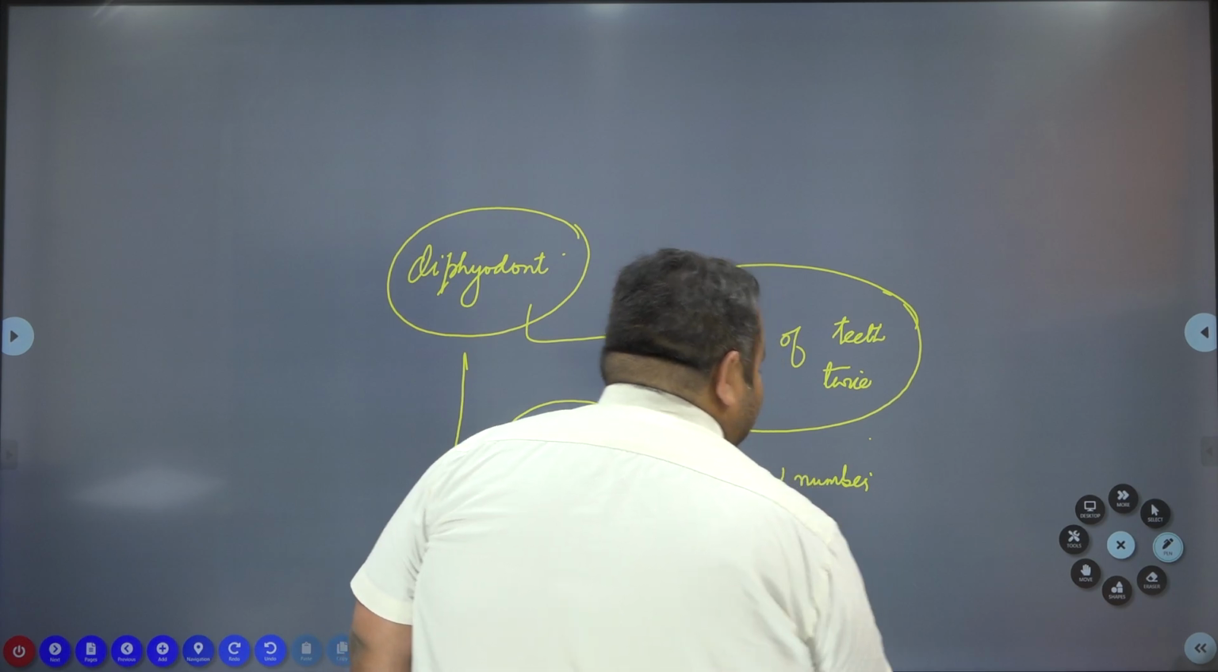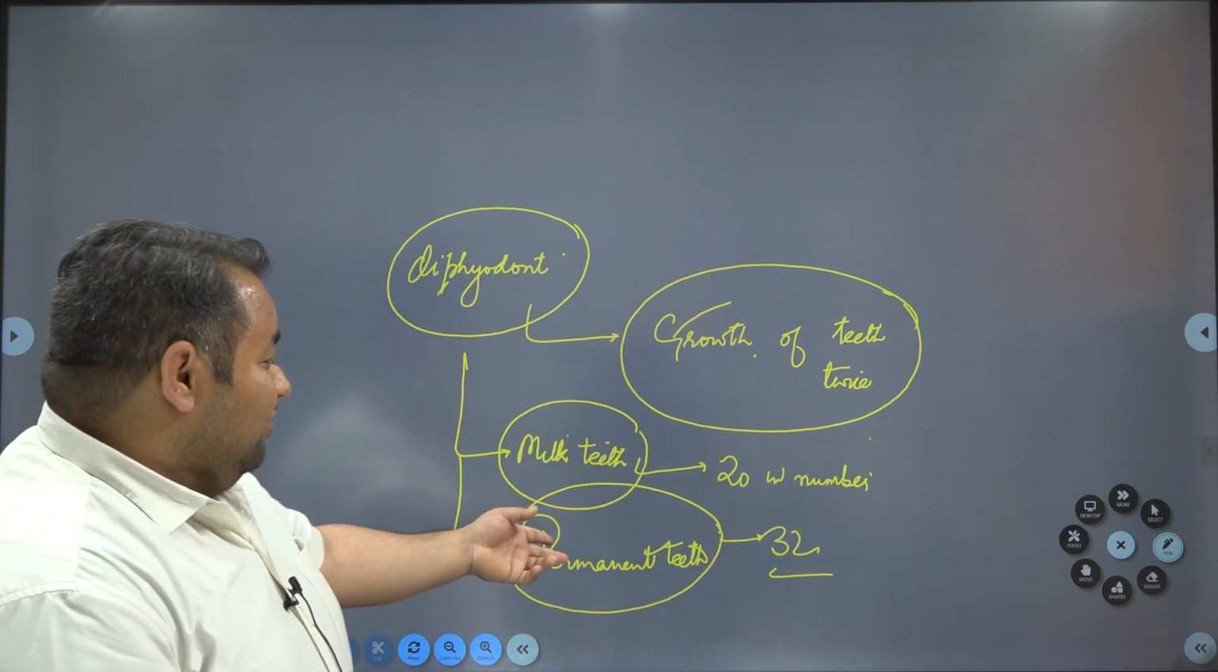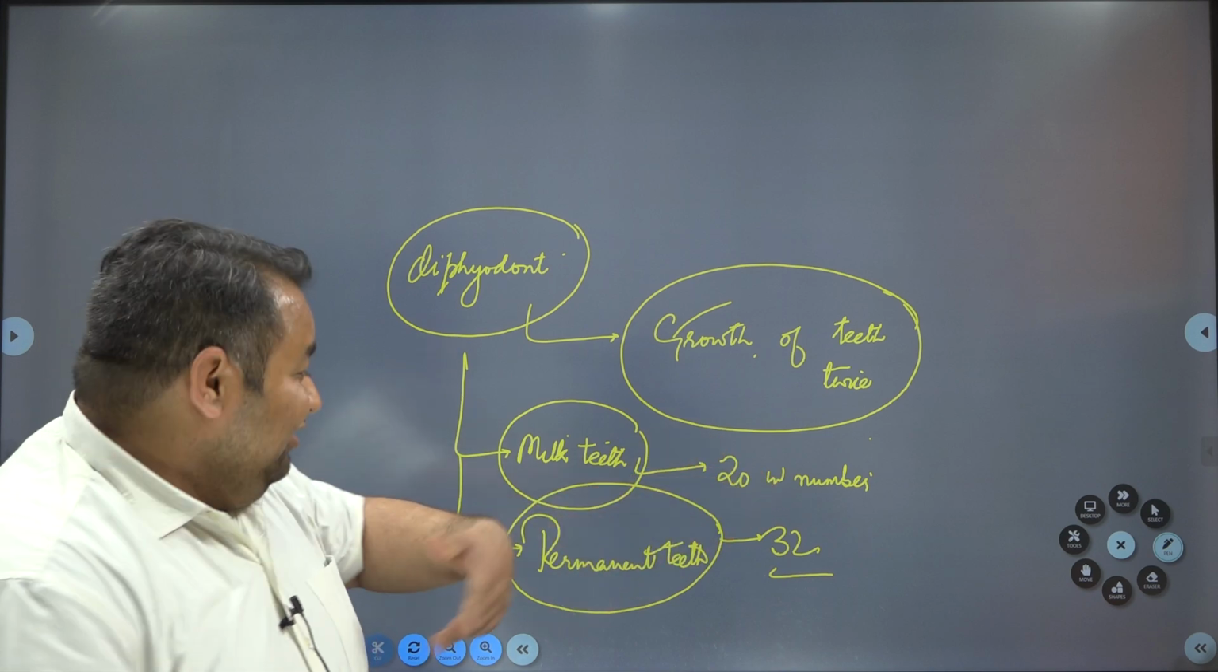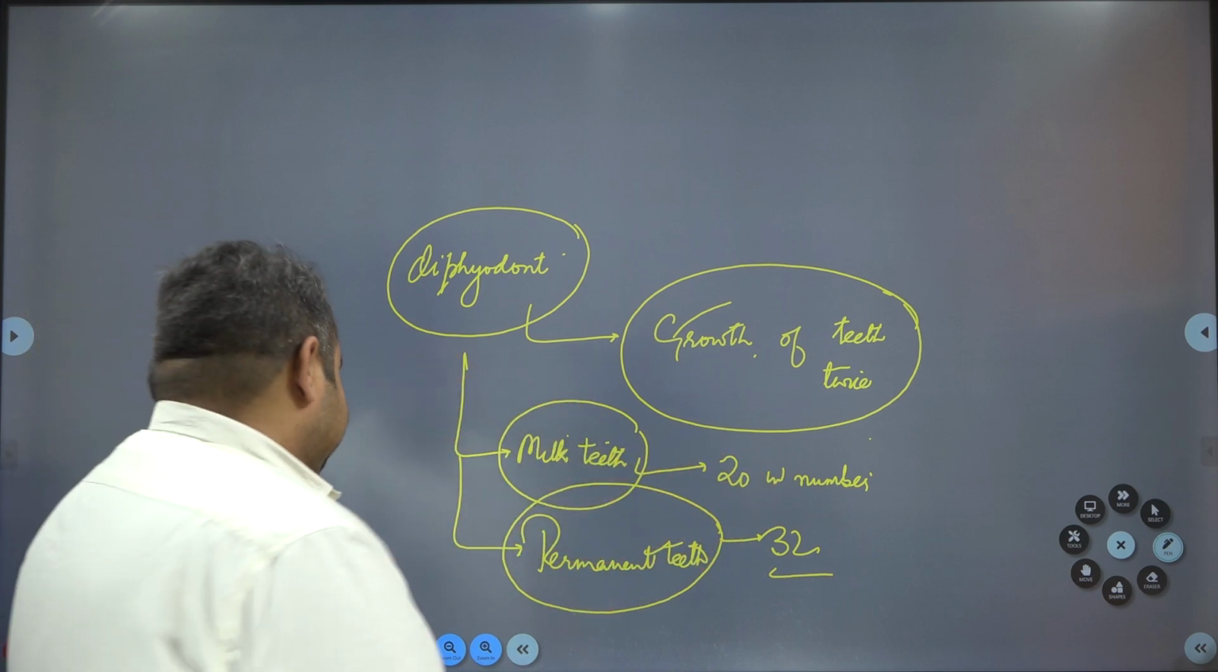You must have heard the term battisi. Battisi refers to the permanent teeth, and the milk teeth are the ones that fall, the doodh ke daant, right?